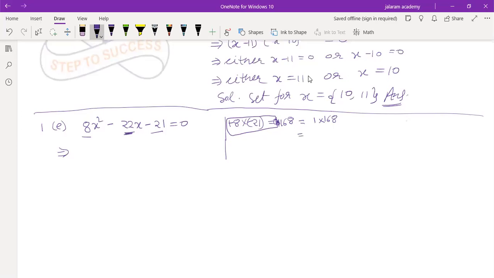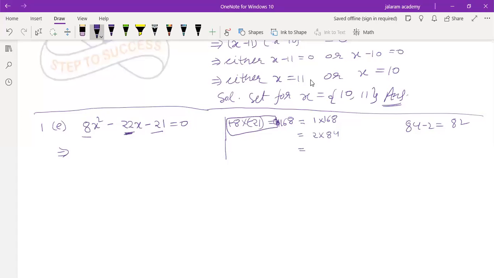So what will be the next pair? After 1 there is 2. So 2 into what? Sir, 84. 2 into 84. This time the difference of 84 and 2 is 84 minus 2, which is 82. But we have to bring 22. So leave it. Then next.